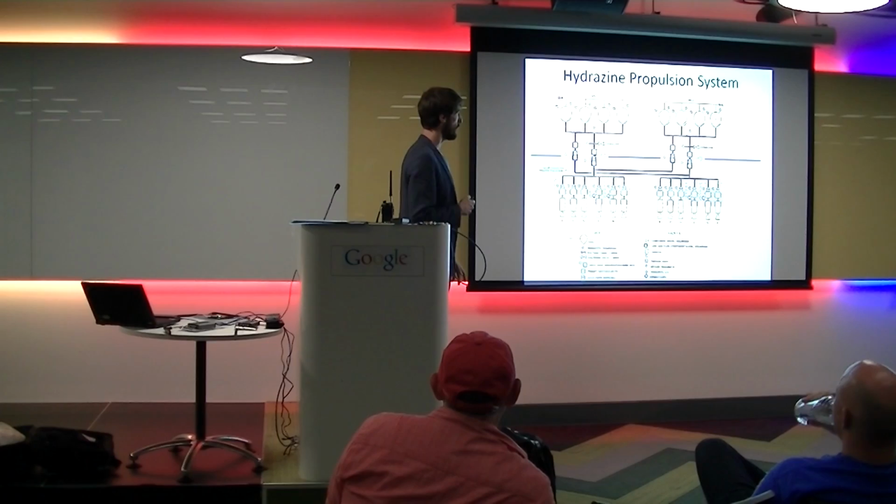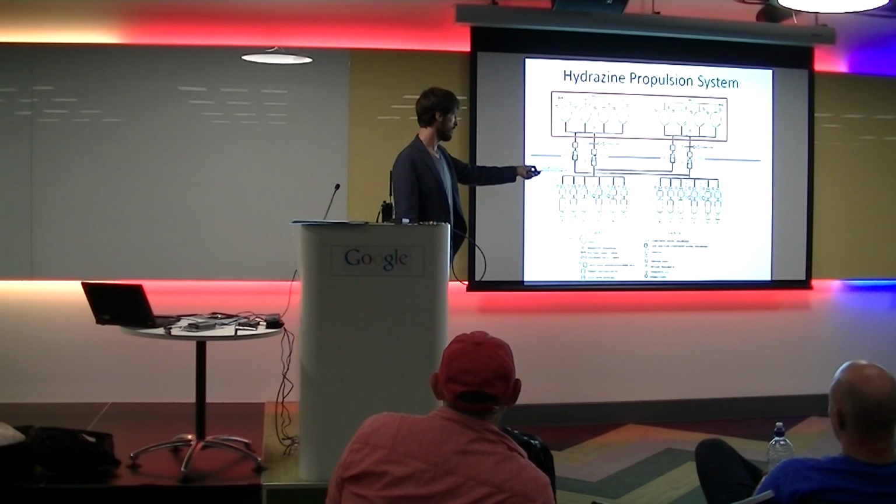This is the propulsion system. There are two independent sets of tanks, independent redundant latch valves and thrusters there. No matter what combination of things we did or we tried to use and program, we just couldn't get the thing to fire.